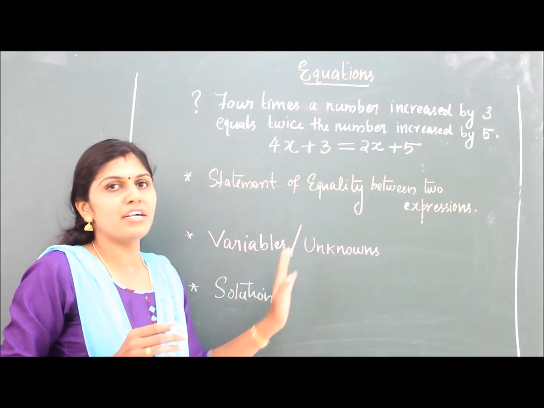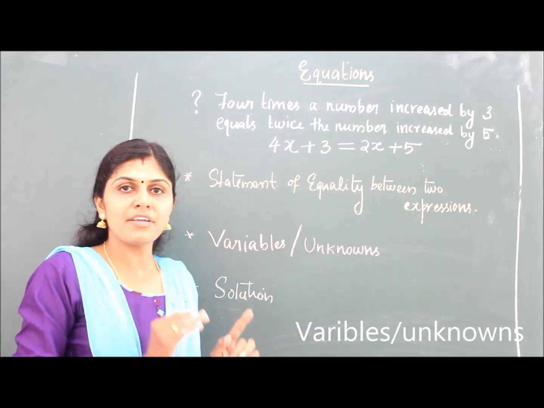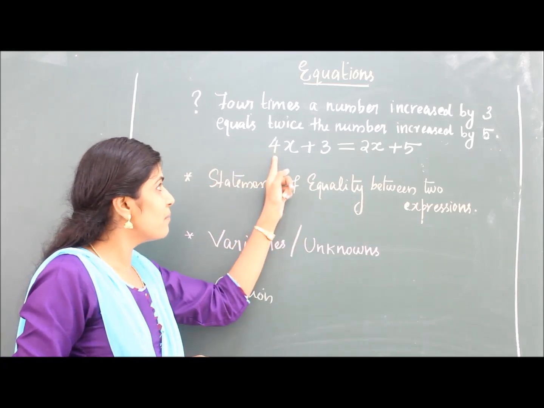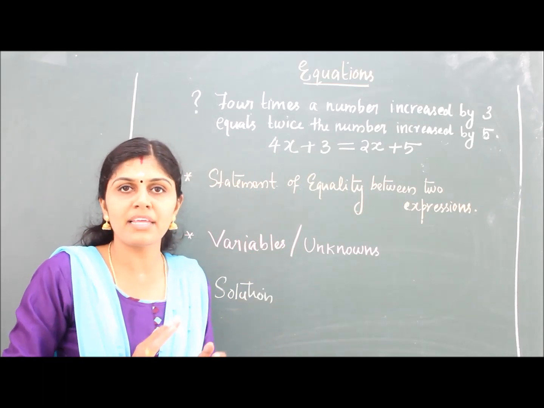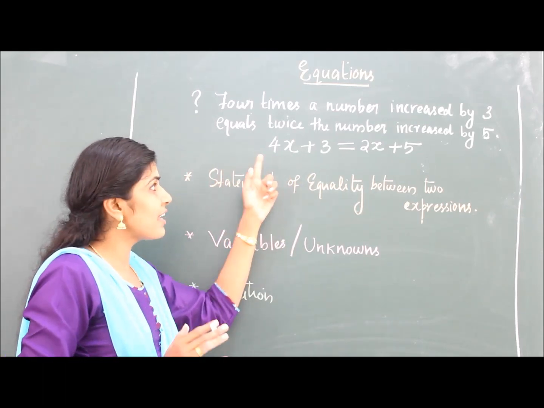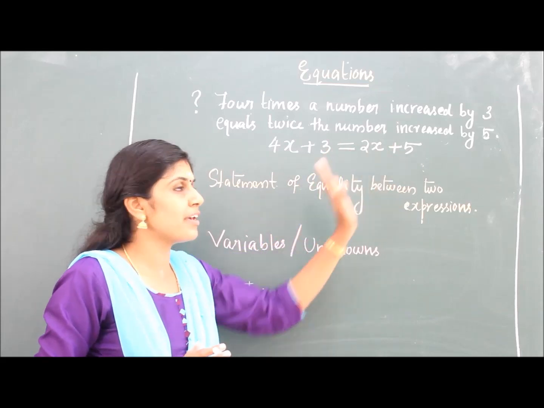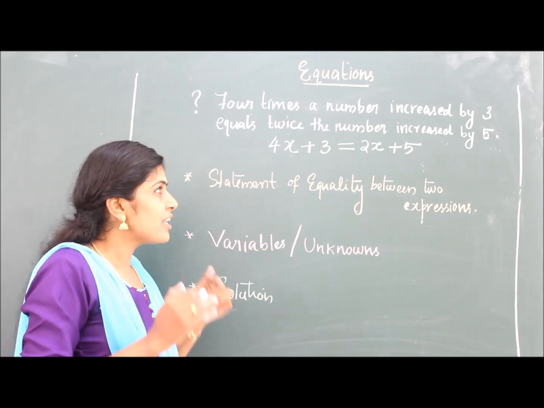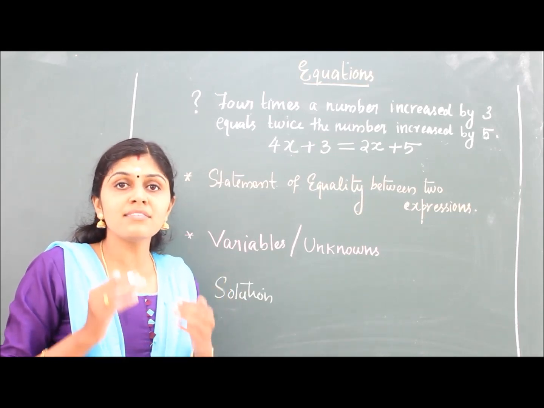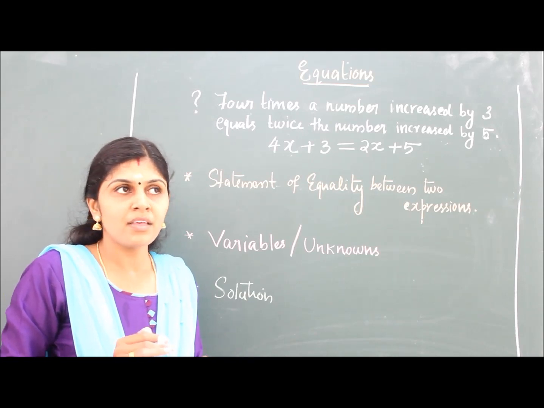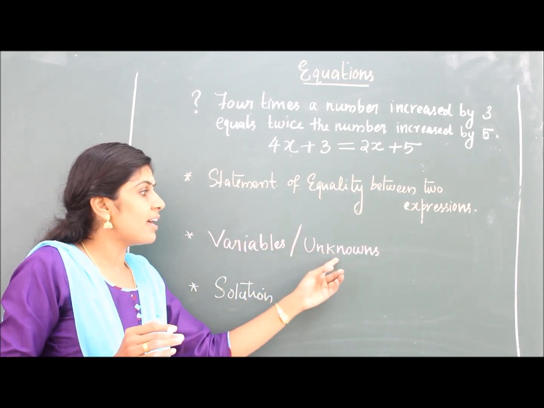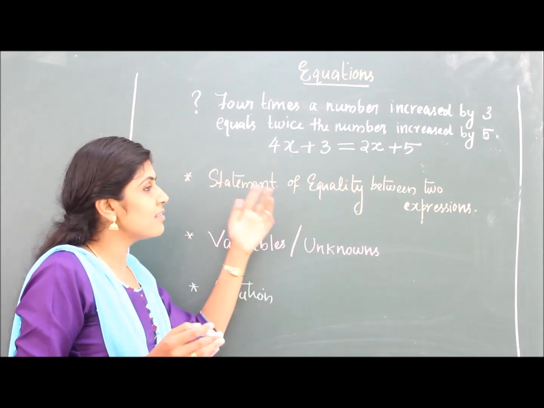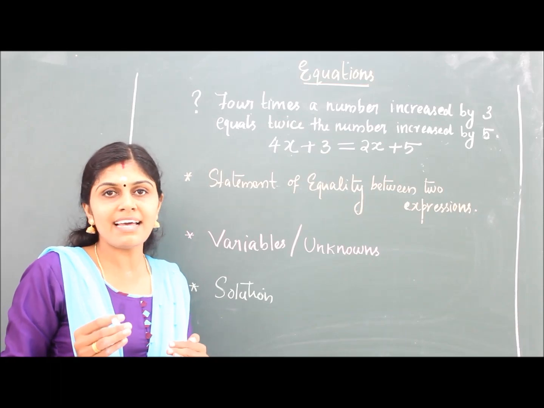Now variables or unknowns. This is a vital part of an equation. When you consider any equation like this, it consists of numbers as well as variables and their combinations. In this equation, we can say that 4, 3, 2, 5, etc. are numbers and x is the variable. In an equation, our primary aim is to find the value of the variable. That is why we call variables unknowns. Unknowns means something we don't know. So all the variables in an equation can be otherwise said as unknowns.